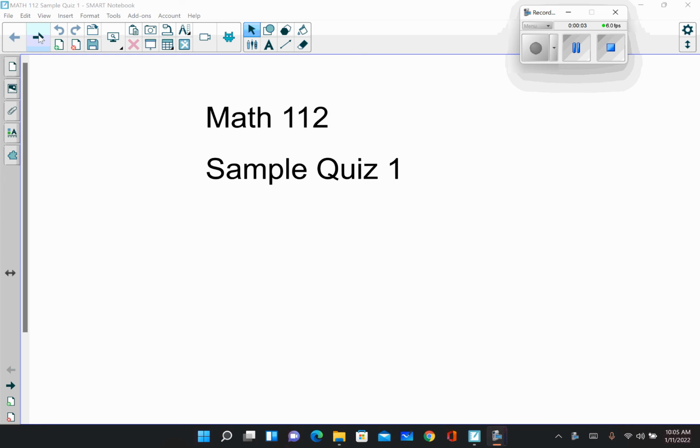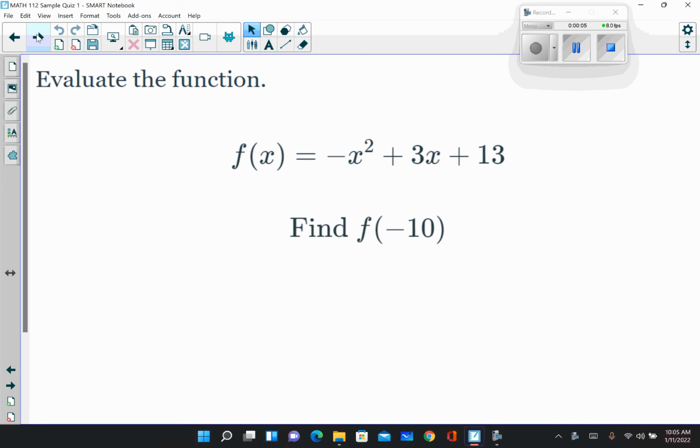Math 112, sample quiz 1. F of x is given. F of negative 10 means replace every x with negative 10.